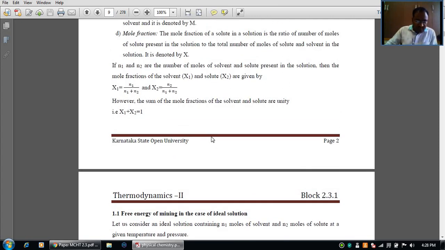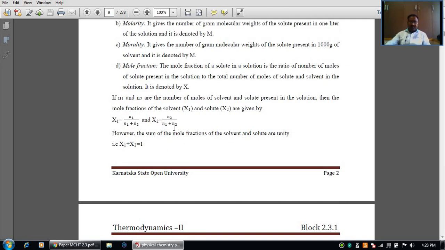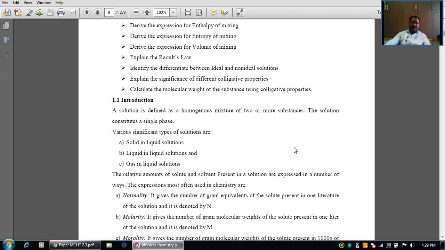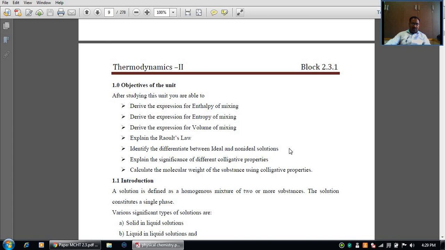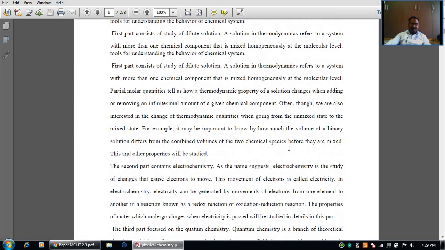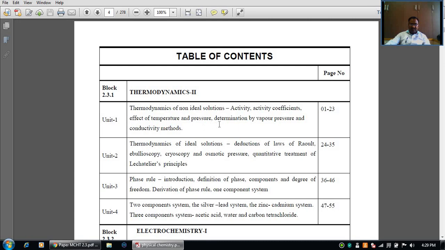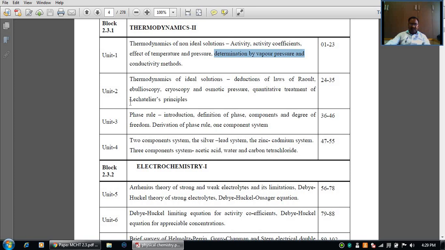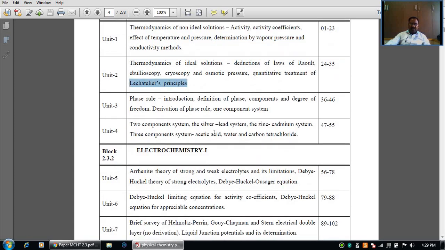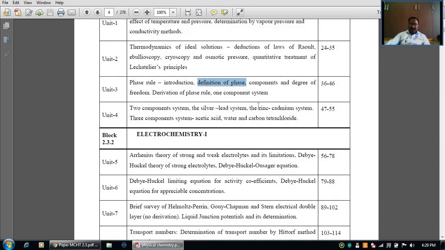In that first part, 2 more questions. Generally, we are asking questions like these: define liquid junction potential, or determination of vapor pressure, or Le Chatelier's principle. In phase rule, they ask definitions of phase rule and the zinc cadmium system. These types of questions arise.